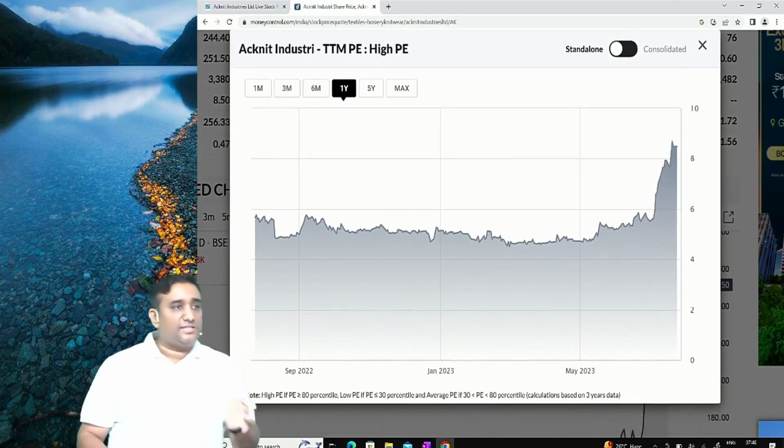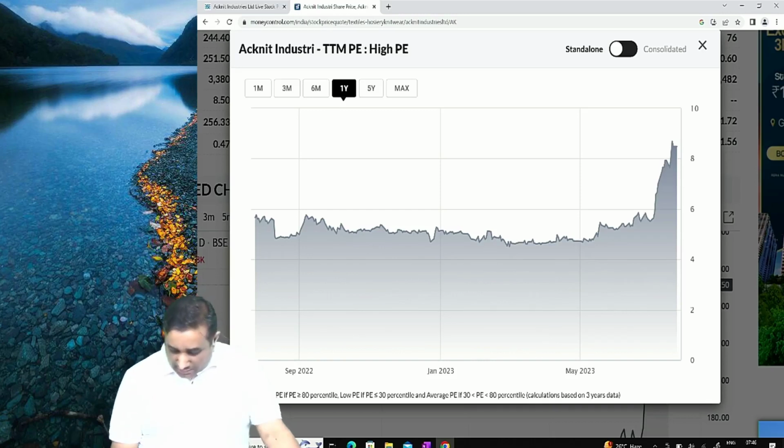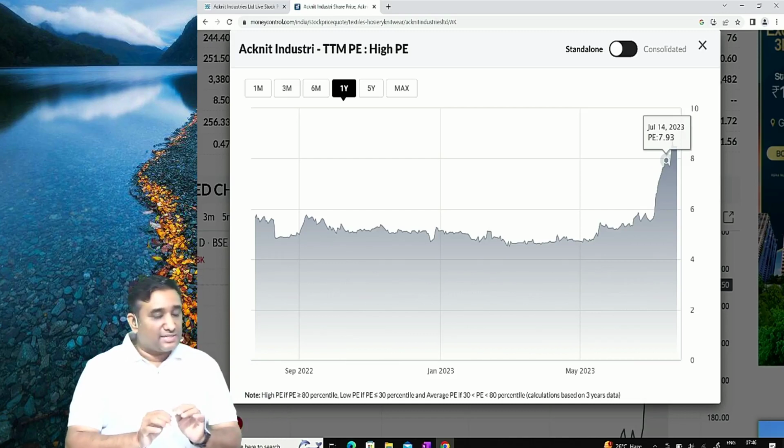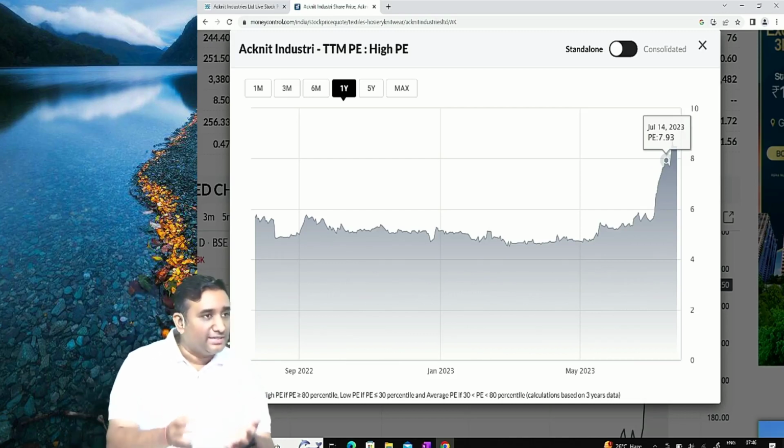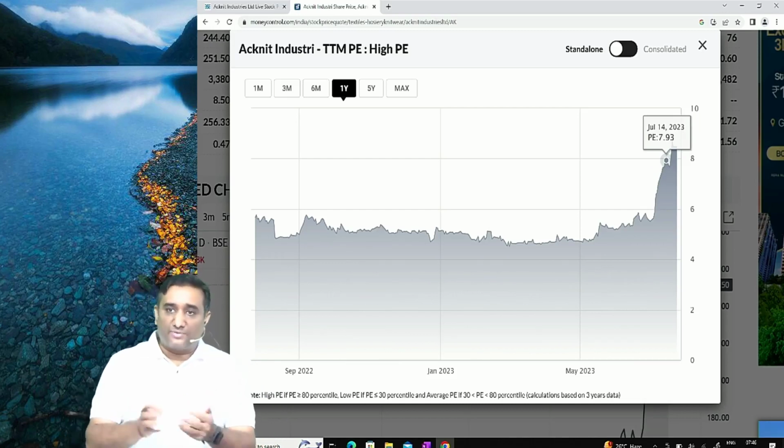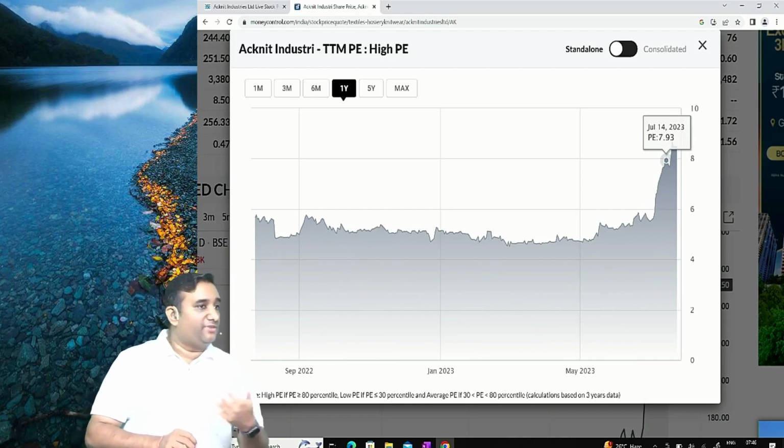The EPS has not changed till now. It was trading in a very consistent range, around 6 times or below 6, and suddenly now the P/E ratio has become above 8. That means two things are possible. Either something which people were not analyzing earlier, a growth expectation, will come in this company, or maybe some investor has found interest in this company and things can move.